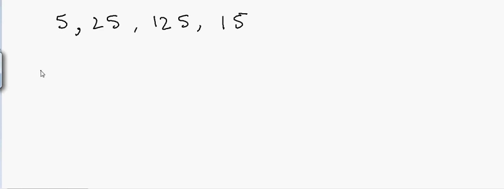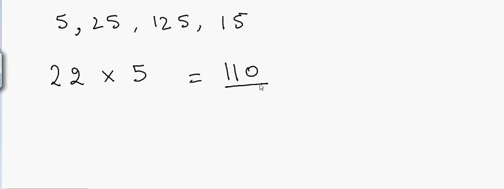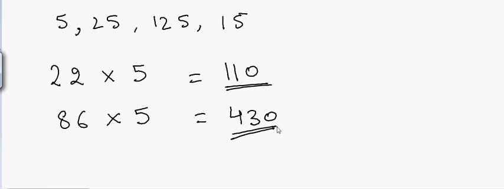So let's do the first, multiply by 5. Suppose I have a number 22 and I want to multiply it by 5. All I have to do is divide 22 by 2, that will be 11, and then put a 0 in the end. So that will be my answer. Again, let's say I have 86 and I want to multiply it by 5. I will divide 86 by 2, that is equal to 43, and then put 0 in the end, so that will be 430.